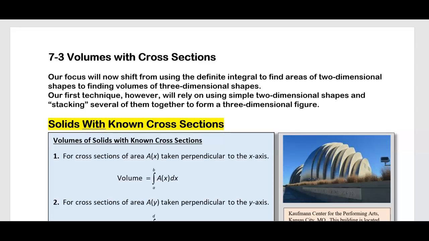So this is called volumes with cross-sections. A cross-section is the shape it makes. If I wanted to find the volume of my coffee cup, the cross sections would be circles, because if I cut this into a million pieces, I would find the volume of the circles. So you would find the area of the circle and then integrate the area of the circle from the base height to the top. That makes sense? Okay. That's what we're going to be doing, but with functions.